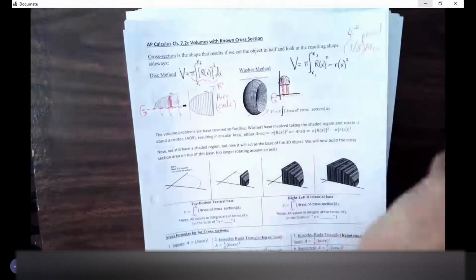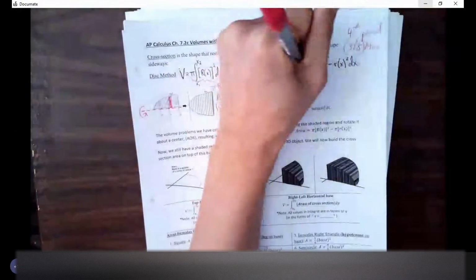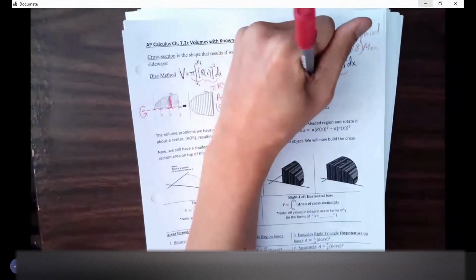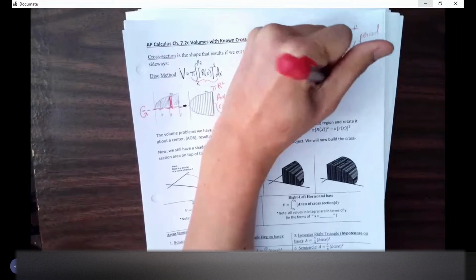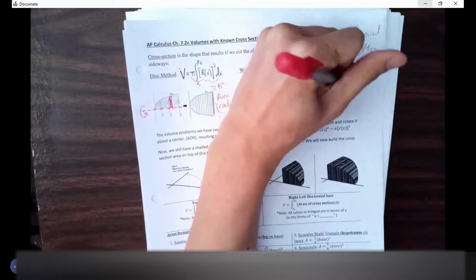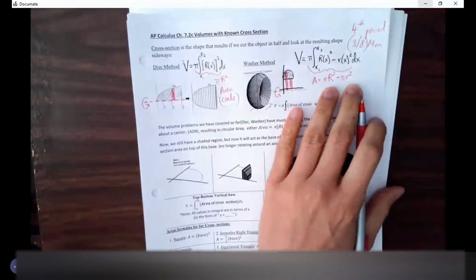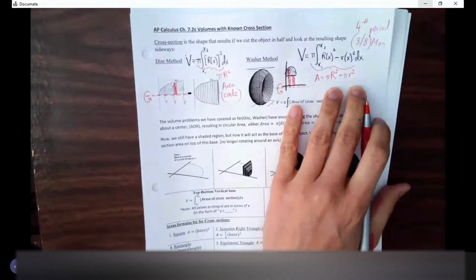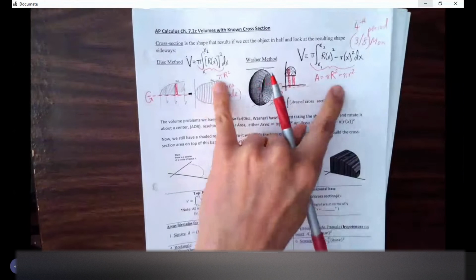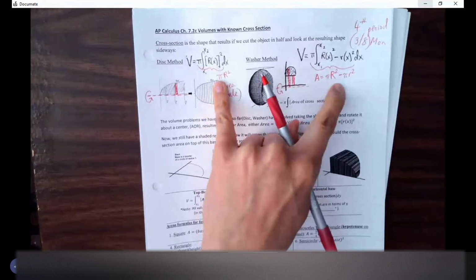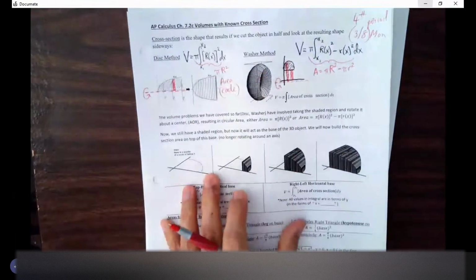Big R squared minus little r squared. But you can see built into this formula is also the area of a circle. It's just that we're taking the additional step of subtracting the smaller circle. So the resulting area is actually circular rings, but they're all based off of the same idea, right? Rotation is going to result in circles.